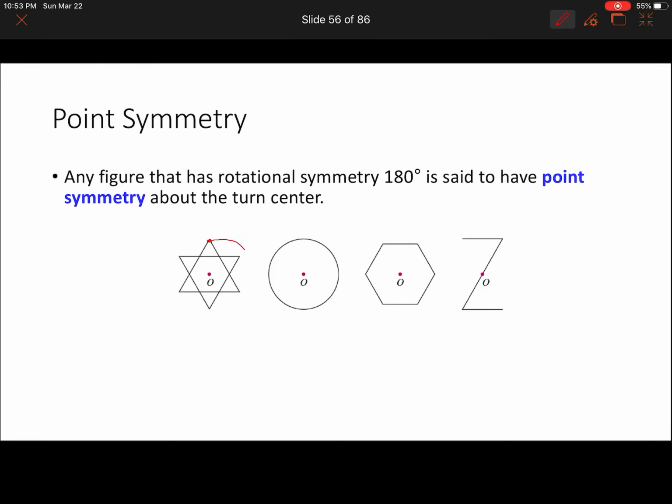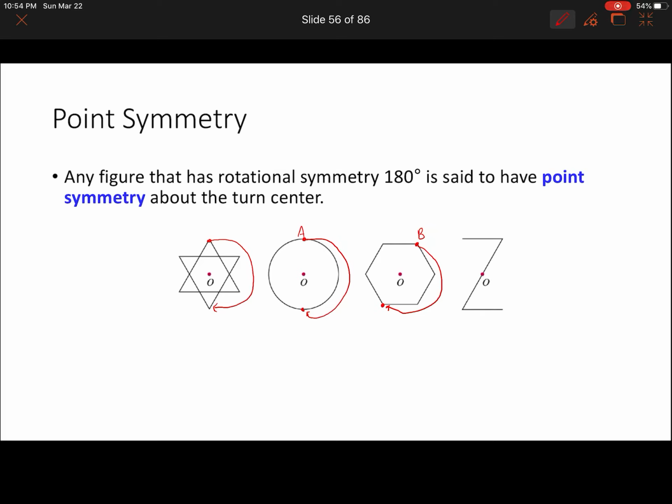If you were to take this point and rotate it 180 degrees, or make a full half turn, then you would put that point here at the bottom, and it would still look the same as it started with. On the circle, you could do the same thing. We'll call that point A. If you were to rotate all that down here to the bottom, then it would also have point symmetry. And you could do that with this one. We'll call this point B. If you were to rotate it to there, in a full half turn, it would look the exact same.